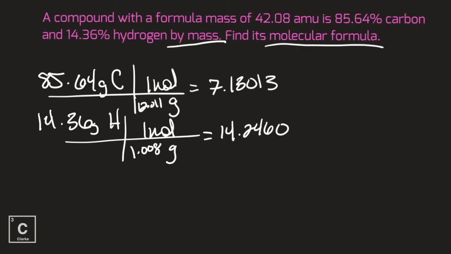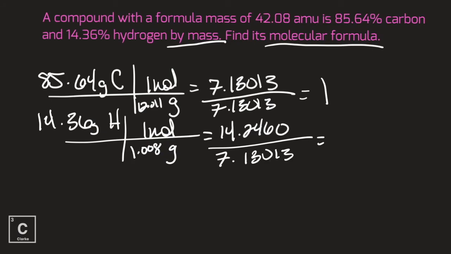We went mass to mole. Now we need to divide by small. 7 is smaller than 14, so we're going to divide by the first one, creating the 1. Now this looks like it's going to be a 2. In fact, I'm not even going to put it in the calculator. 14 divided by 7 is a 2. 2 divided by 1. Yep, that looks good. I lied. I'm putting it in the calculator. I just want to see. 1.998. Perfect.